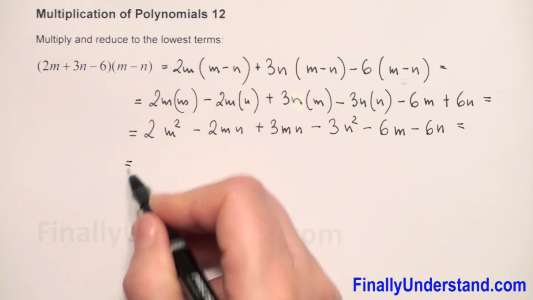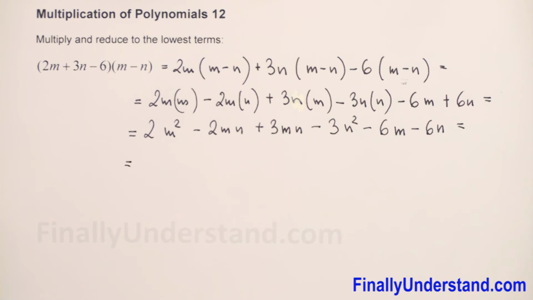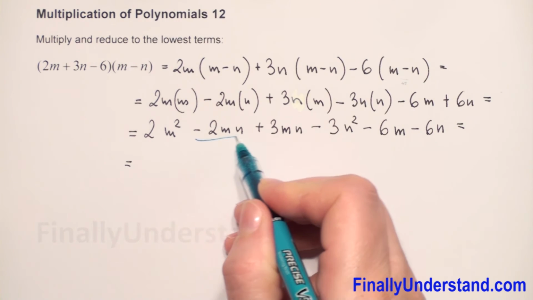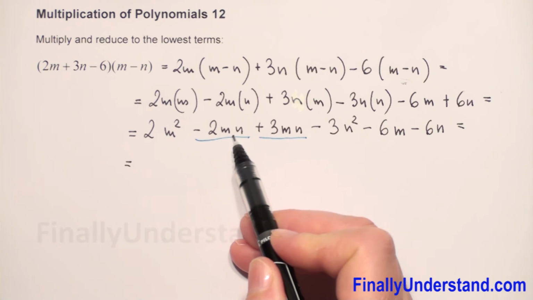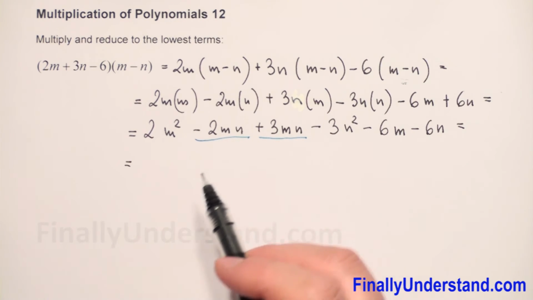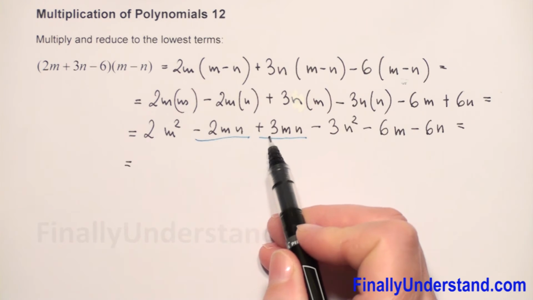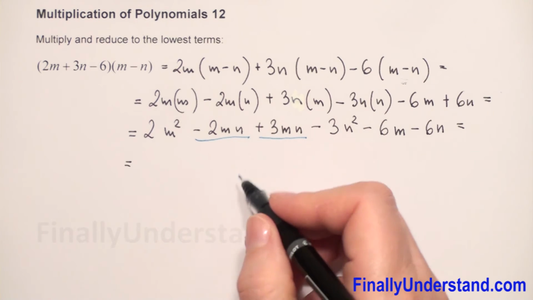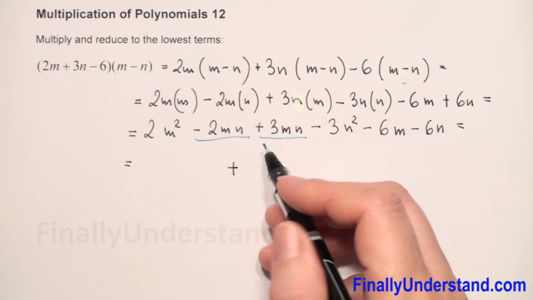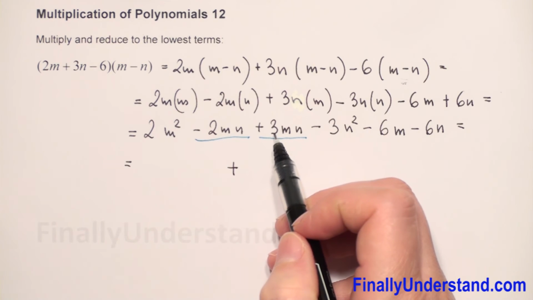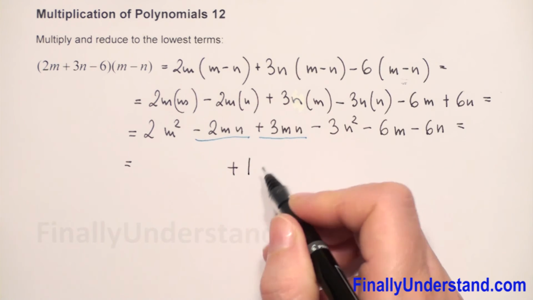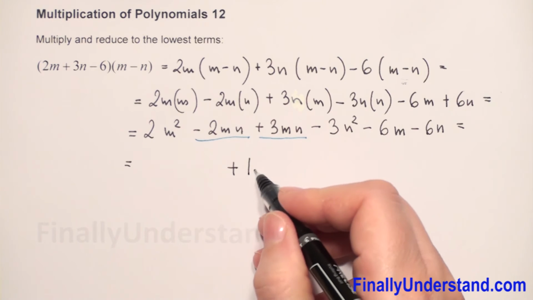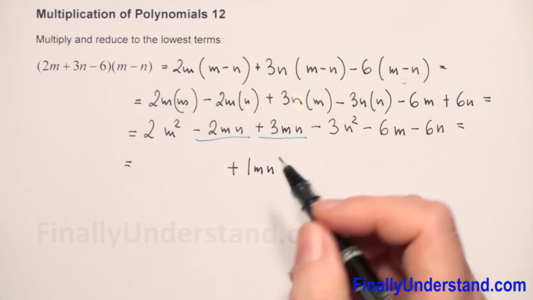Now we can combine the like terms. We have negative 2mn and positive 3mn. We have numbers and the same variables, so we keep the sign. The larger number 3 is positive, so it will be positive. And now we just subtract, 3 minus 2 is 1, and we copy variables m and n.